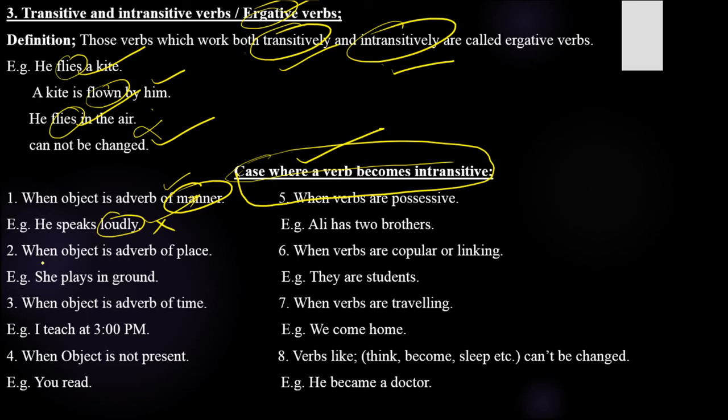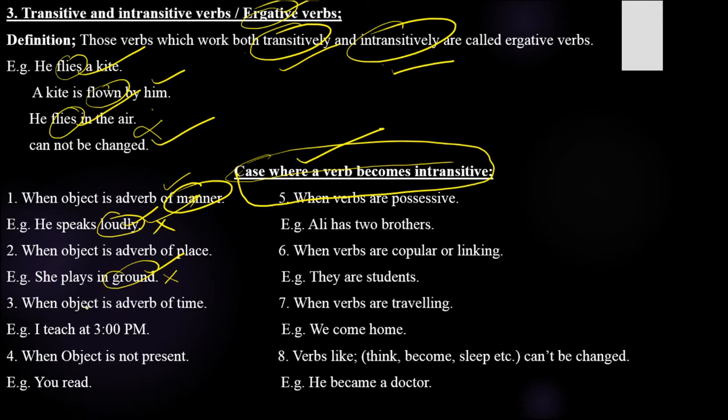Second case is when the object is an adverb of place. Keep in your mind, if I say she plays chess, chess is played by her. But if I say she plays in the ground, this cannot be changed into passive voice because this is an adverb of place. Your object is an adverb of manner in the first sentence, place in the second sentence.